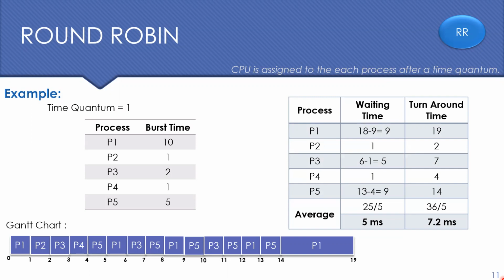Process P1 has waiting time as 9. As usual, the end of the process is 19, that is the turnaround time. Similarly, P2 will start its execution at 1 and end at 2. Process P3 will start its execution at 5 and end at 7. Process P4 will start its execution at 1 and end at 4. Here we have to remember that the last process is to be taken while calculating the waiting time. The average waiting time is 5 milliseconds and the turnaround time will be 7.2 milliseconds.